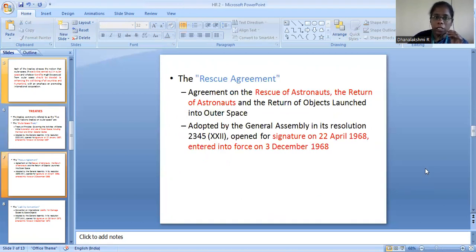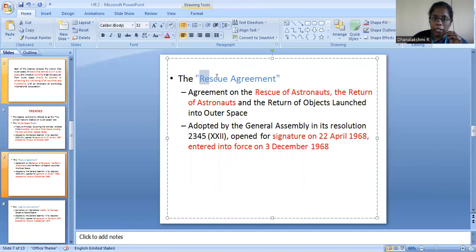So the next treaty is all about the Rescue Agreement. As the name itself tells you, it is the agreement on the rescue of astronauts, the return of astronauts, and the return of objects launched into outer space. So all these things will be taken care of by this agreement.